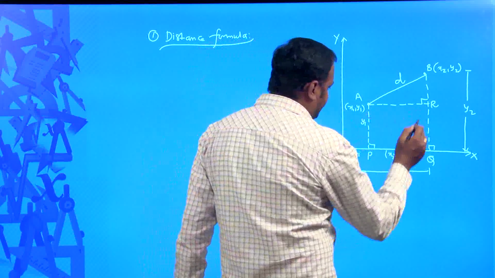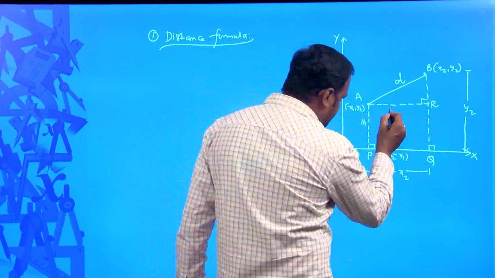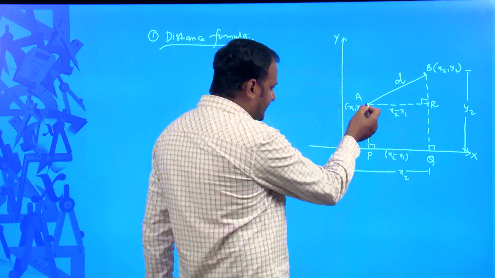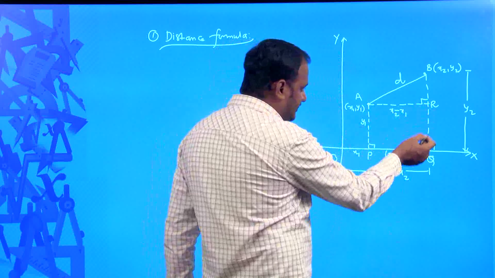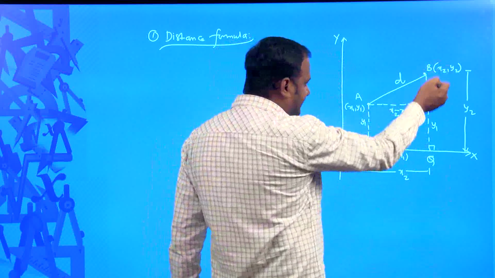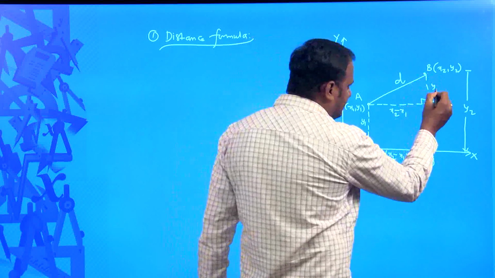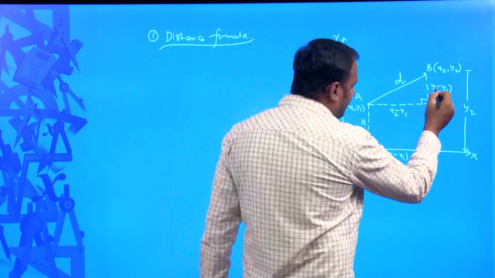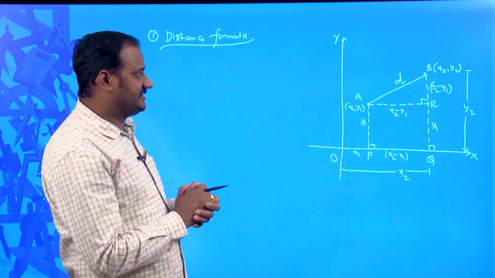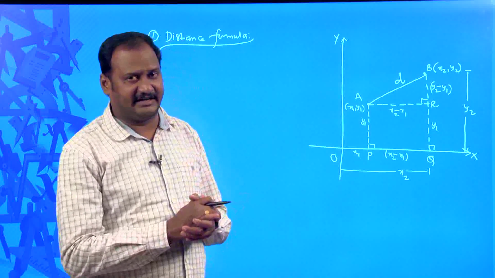So since it is a rectangle, AR is equal to PQ. Since PQ is x2 minus x1, this one is also x2 minus x1. And AP is equal to y1, so RQ is also equal to y1. If this is y1, and this entirely is y2, what about this remaining distance BR? This is y2 minus y1, right? Once you observe, there is a triangle formed. What is the triangle formed? Triangle ARB, or ABR, is formed.